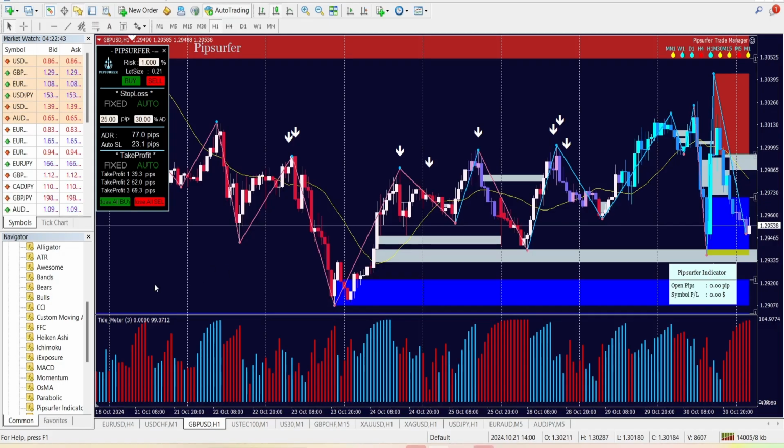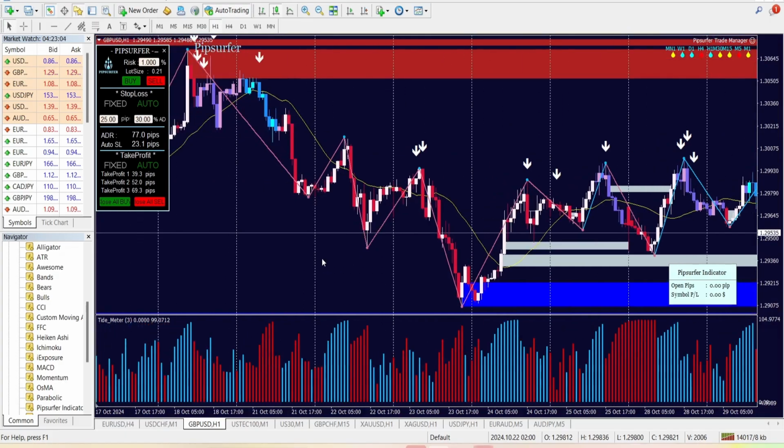The last part being the momentum aspect, and that's taken care of by the tide meter. The tide meter is a momentum indication that basically goes over what momentum is in control at that particular moment and how big that control is. So when you see here, when it's red and higher, you tend to see sharper moves.